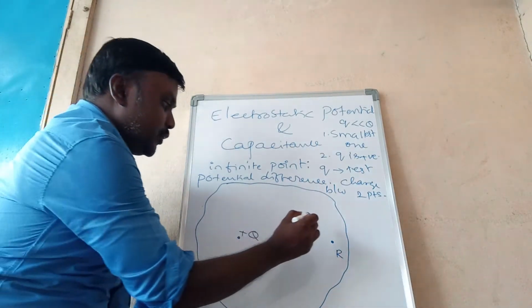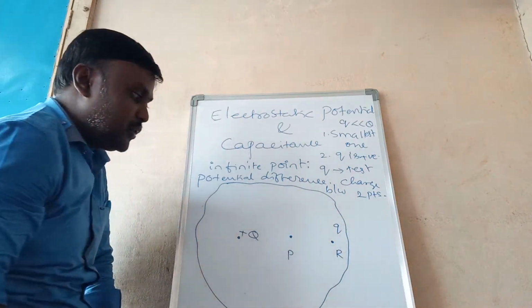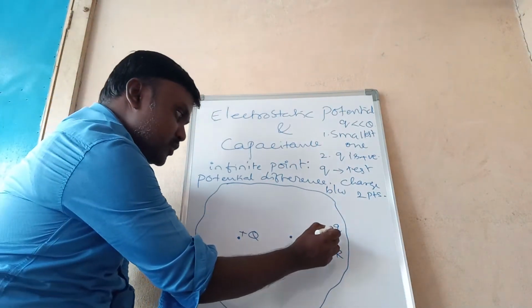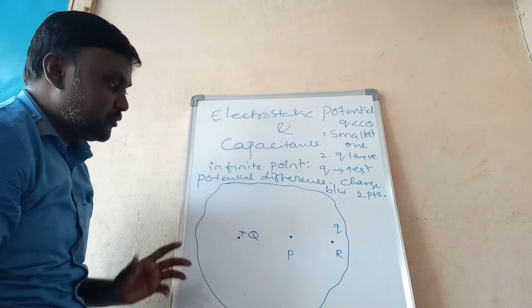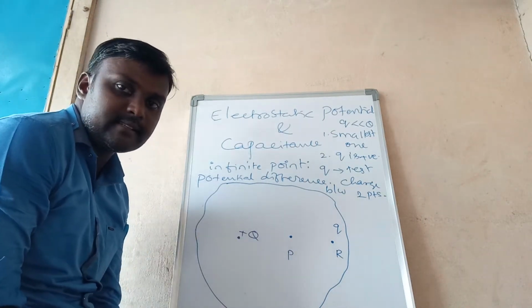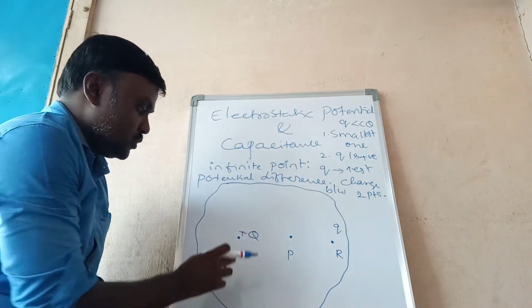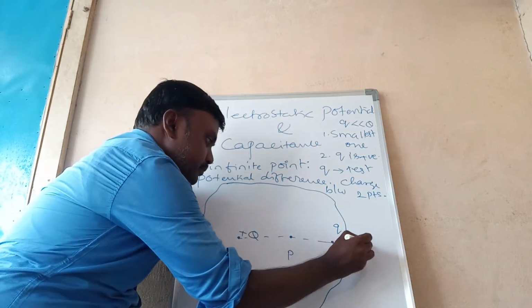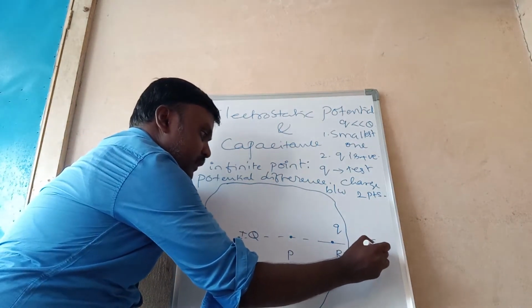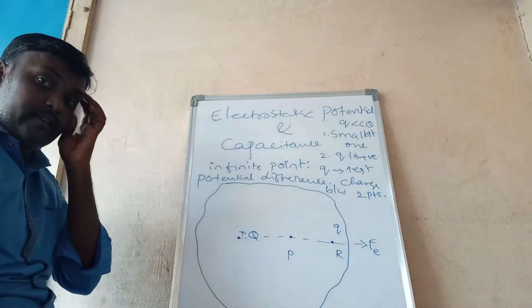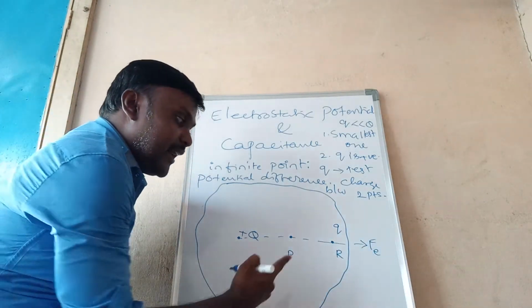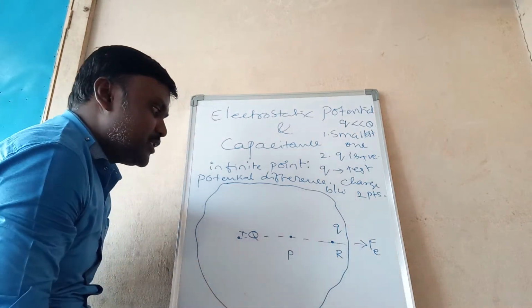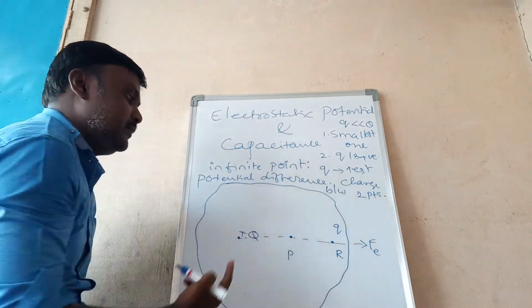So here you place a test charge q, and this is a positive charge. We know that between two like charges there exists a repulsive force. So this will apply an electric force, F e. Here I would like to bring this test charge from R to P.